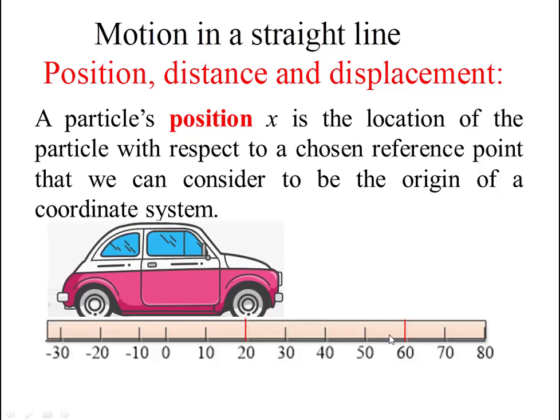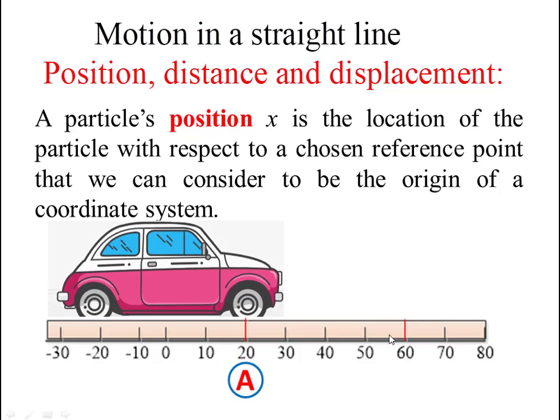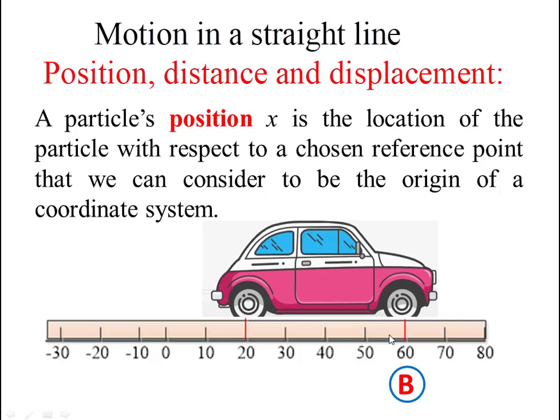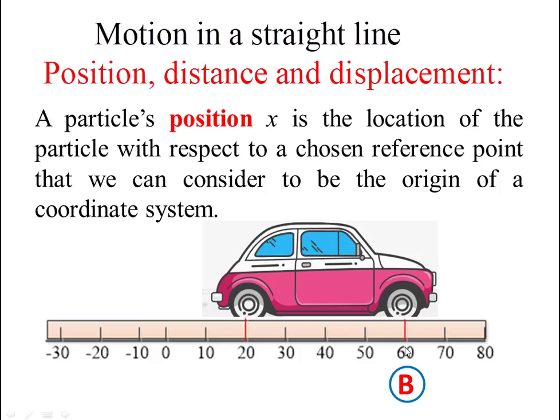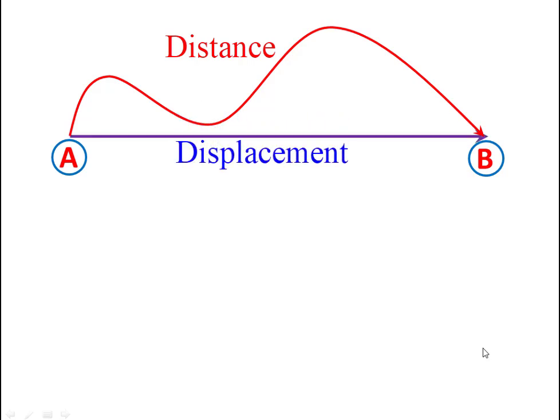For example, this car is now at position A, and some time later the car will be at a new position which is called position B. Previously it was at a position of 20, now it is at a position of 60 on this coordinate system. Assume this is position A, this is position B. This path is called distance, and this path in a straight line is called displacement.